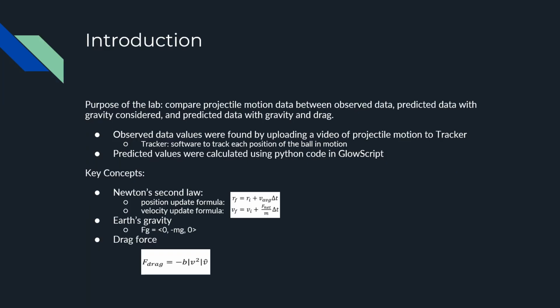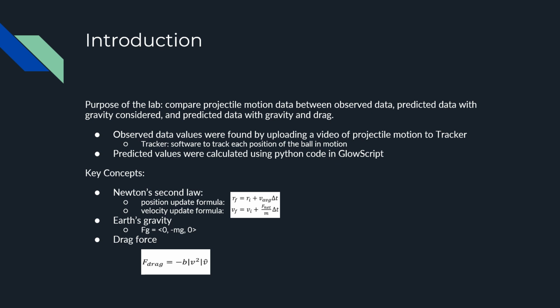The purpose of this lab was to compare projectile motion data between the observed data on a video and predicted data using GlowScript, which considered gravity in one case, and gravity and drag in the other. The observed data was found by uploading a video to Tracker, a software to track the position of the ball in motion, and the predicted values were found using GlowScript.